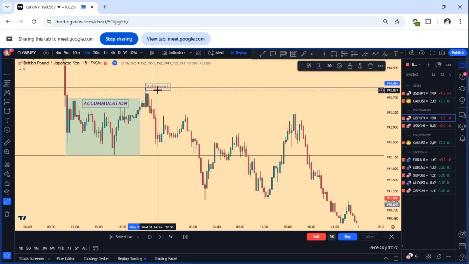Accumulation, manipulation, and then now we have the distribution, like here. Then we have the distribution.